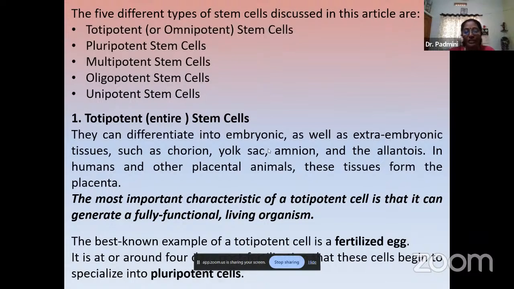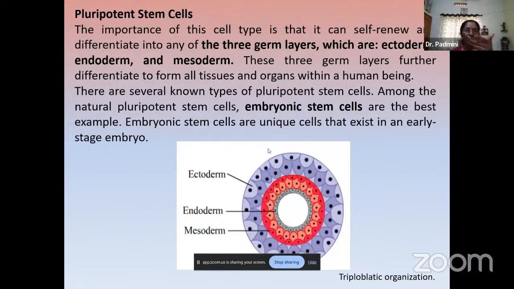And it is around 4 days post fertilization that these cells begin to form pluripotent. So they have a very short life timeline, from day 1 to day 4, they become from totipotent to pluripotent. That is the next type of cells. So what's this next type of cells? The pluripotent stem cells, if you can see, can self-renew, and they can also differentiate into 3 germ layers, that is the ectoderm, the mesoderm, and the endodermal germ layers. And these further differentiate into different forms of tissue and organs within the human organism.